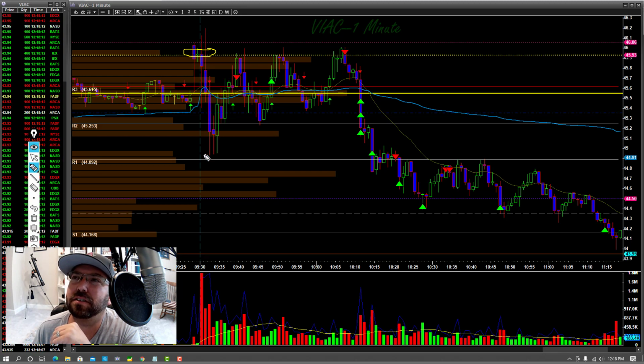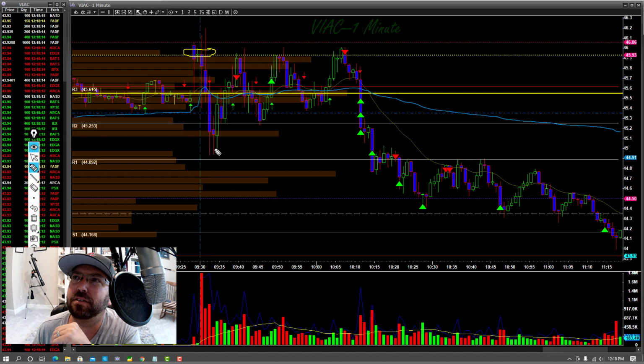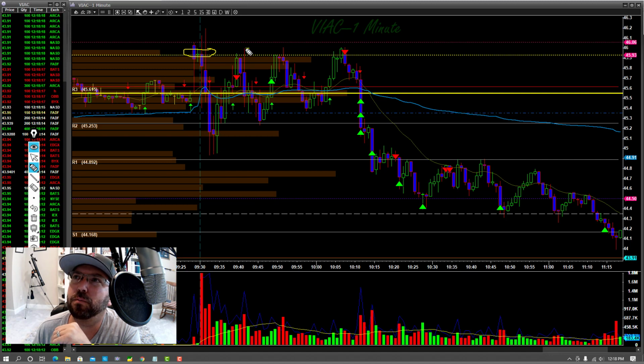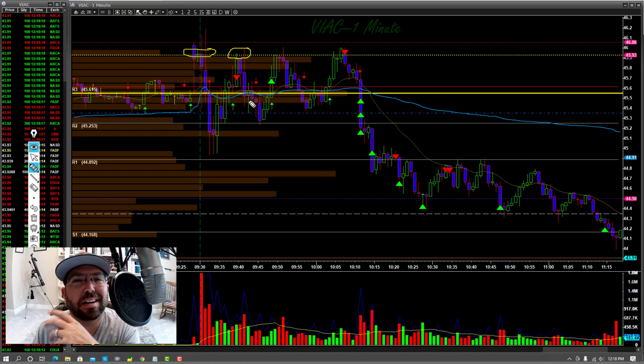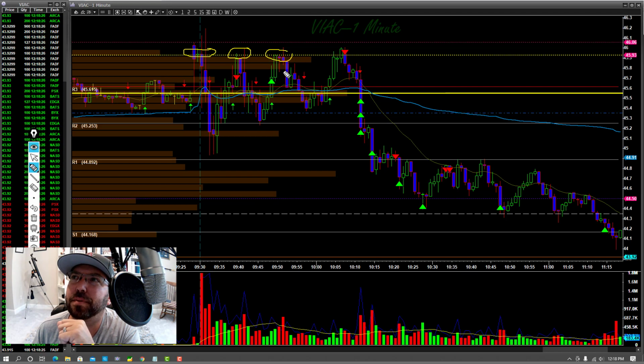It comes down, it fails underneath the previous daily level, and then comes right back up. And where does it go? Right for the opening price. But it can't get above it. Can't close the candle there. This time it comes right back up and hits into the opening price again.